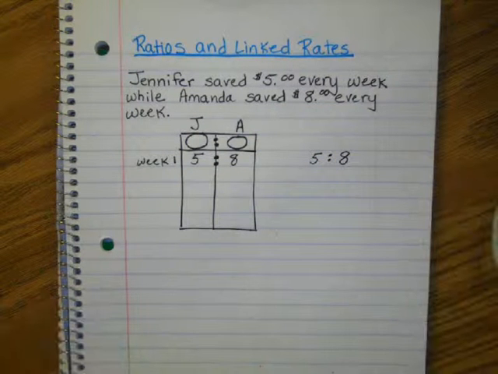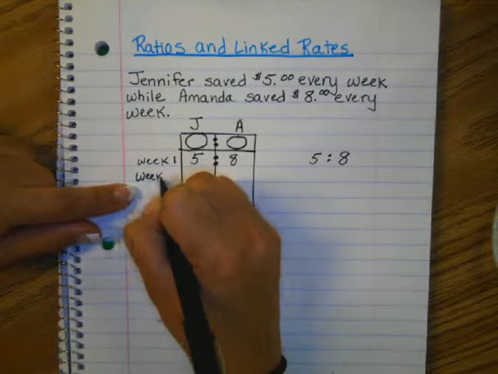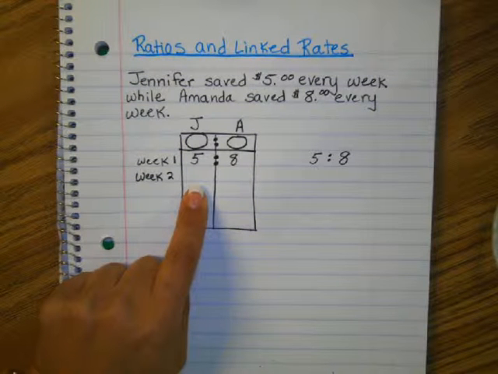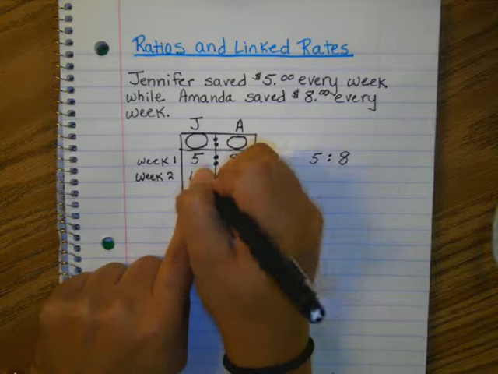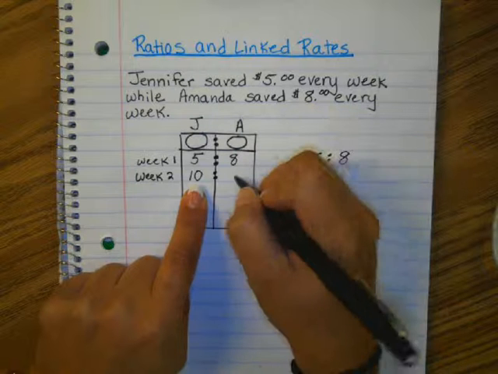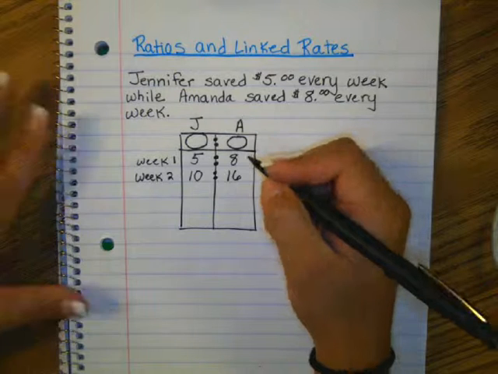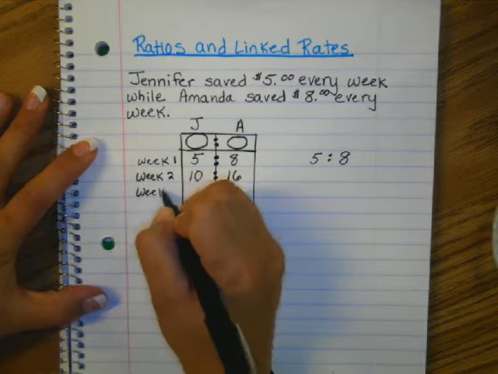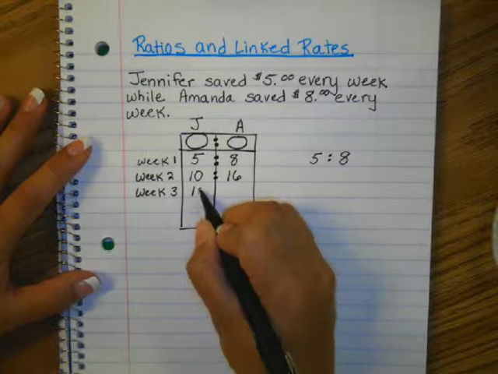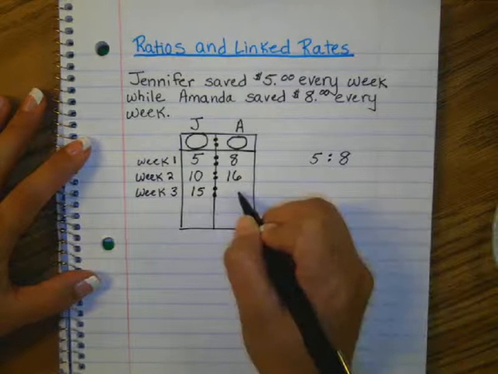So anyway, week 2. If we go to the next week, how much money does Jennifer have now? Becca? Jennifer has $10. Good. And then how much would Amanda have? 16, because she saved 8 more, right? Then we can go to week 3, and now how much does Jennifer have, everybody? 15. And then I'm going to put my colon. And how much would Amanda have? 24. I can tell who knows their 8s.